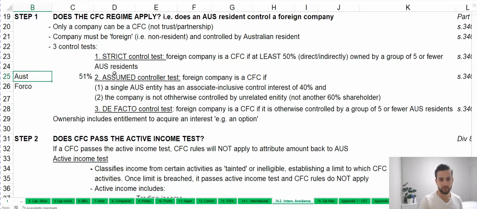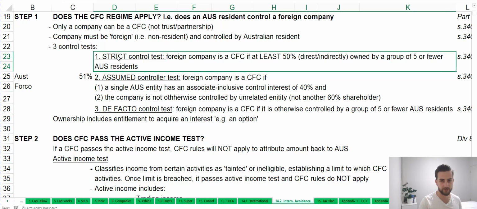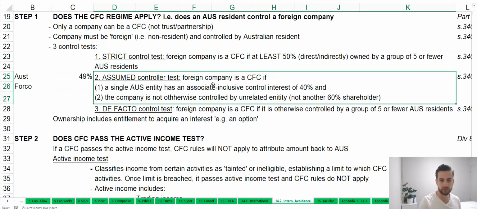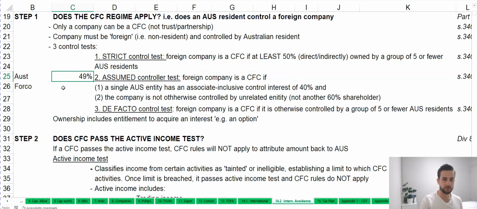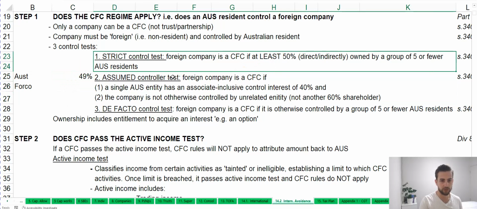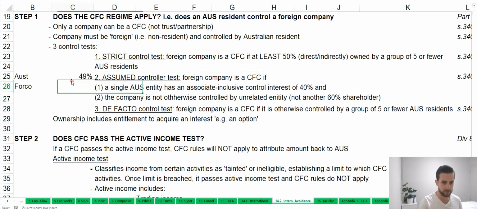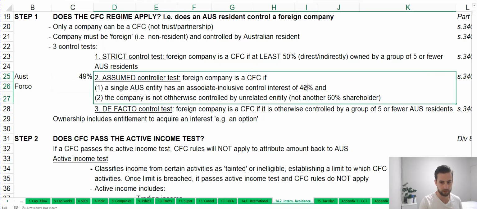Next example, let's say this didn't apply in the first situation. Let's say maybe I had 49%. The next test I would check is the assumed controller test. For foreign companies or CFC, if a single Australian entity has an associate-inclusive control of 40%, and the company is not otherwise controlled by an unrelated entity, i.e. not another 60% shareholder. So what this is saying is, okay, even if you have less than 50%, you can still be assumed to control it if you own greater than 40%. So in this situation, the 49% could still be applicable because that's greater than the 40% number.